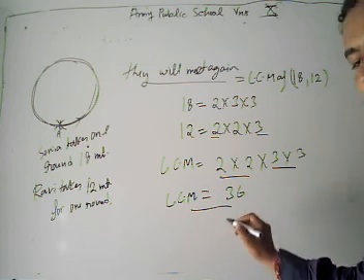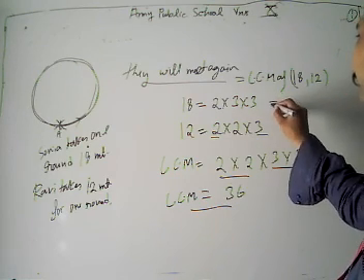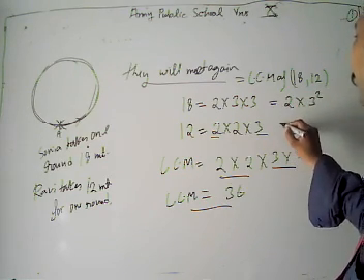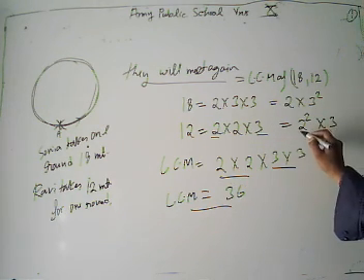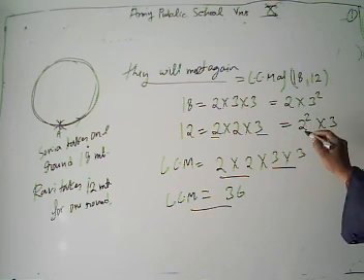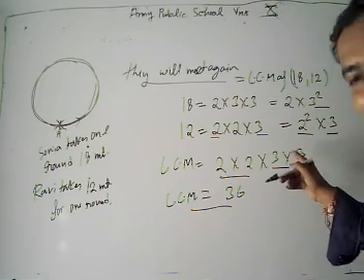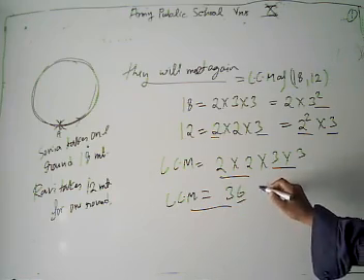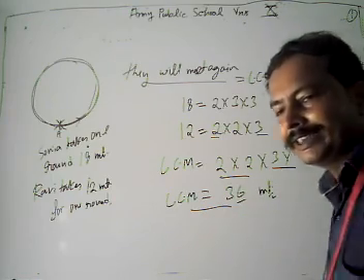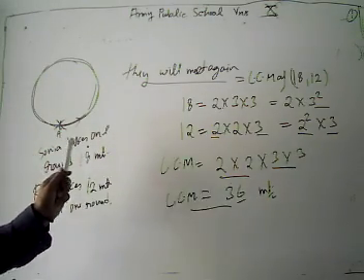So the LCM is 36. We can also write 18 as 2 into 3 square and 12 as 2 square into 3. To get the LCM, the highest power of 2 is 2 square and the highest power of 3 is 3 square. We get both, so the LCM is 36. It's in minutes, which means after 36 minutes they are again at the starting point from where they started.